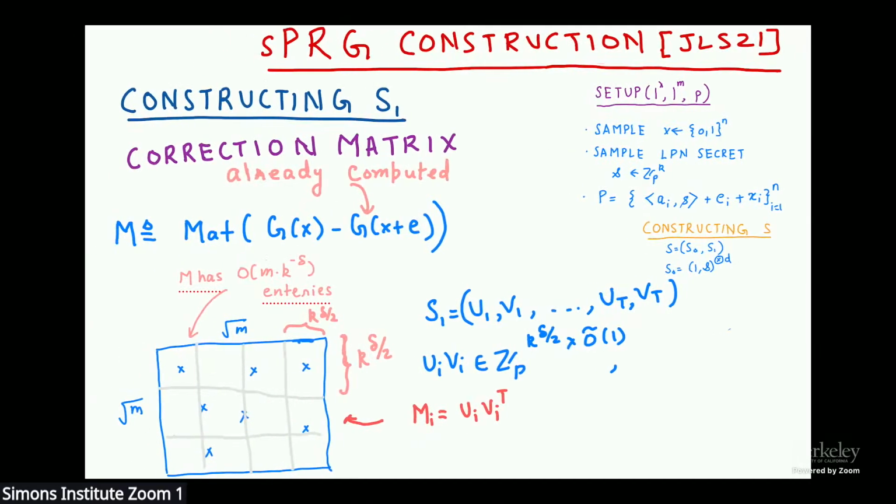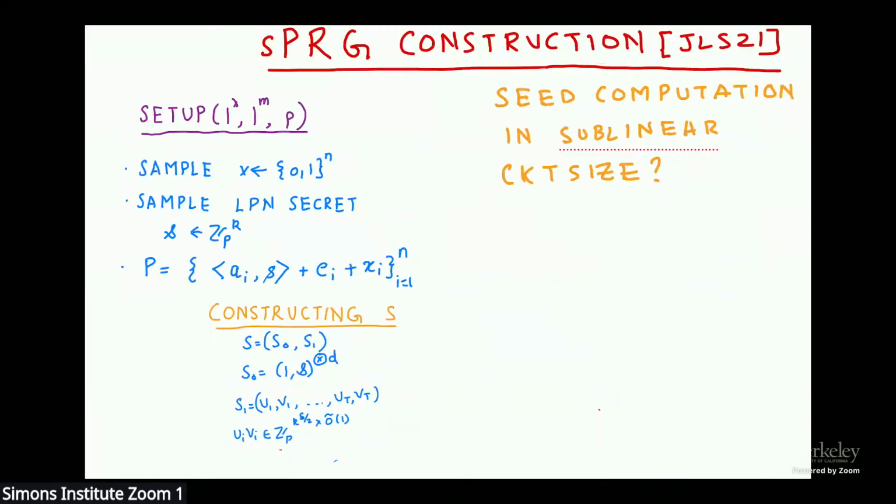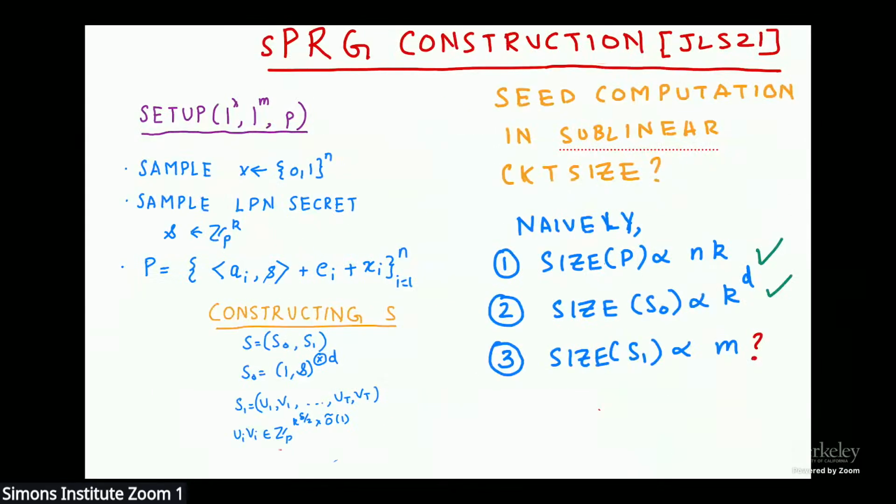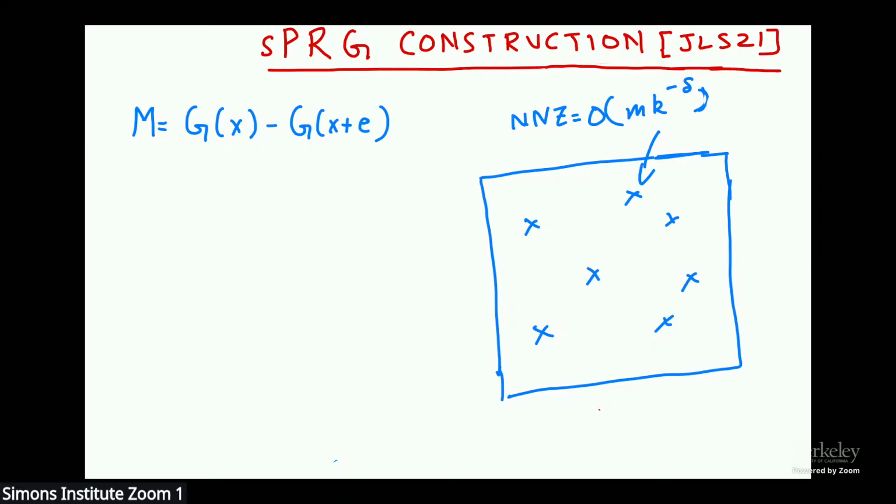Good. So now all the checkboxes are satisfied. The circuit size to compute this is n times k because you're computing these inner products. Then the size it takes to compute S0, which was the power of S to the D, is k to the d, where k is the dimension. This is still sublinear in m because I'm assuming that this is much smaller than m. What about the size of S1? Well, naively, it's going to be m. Why is it m?